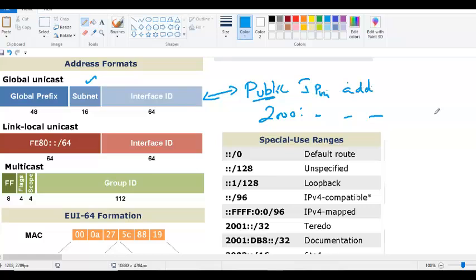So the global unicast addresses are used for our communication. We ping with this address, we deliver packets with this address. We, the users, will be identifying devices using the global unicast address. Global unicast address is what we use.